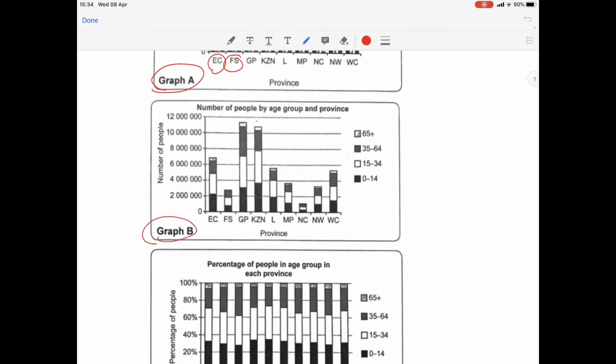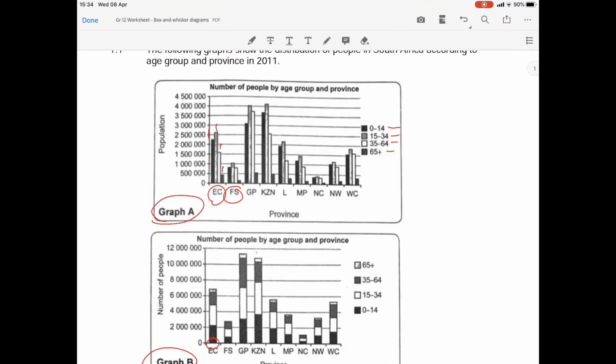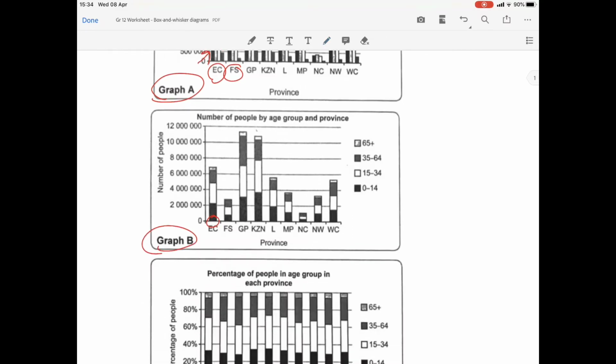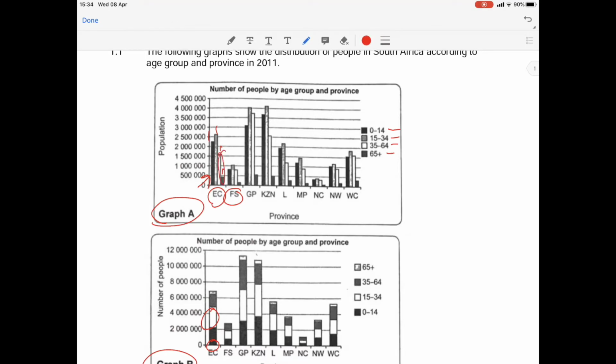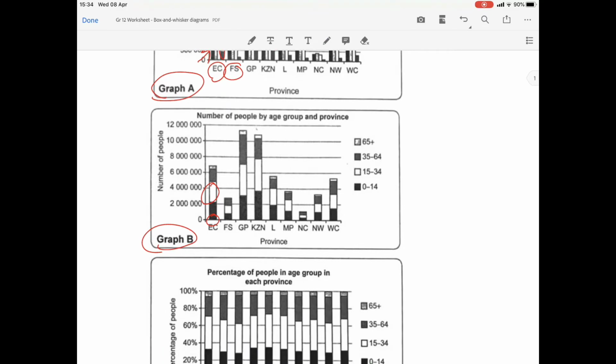Your next graph, graph B, is a stacked bar graph showing you the same information, the number of people per province per age group. However, now it's a little bit harder to read exactly how many people in the Eastern Cape are aged 0 to 14 versus over here. There's your 0 to 14 in your Eastern Cape. Then you also have to be able to read how many people are aged 15 to 34 in the Eastern Cape versus this value over here.